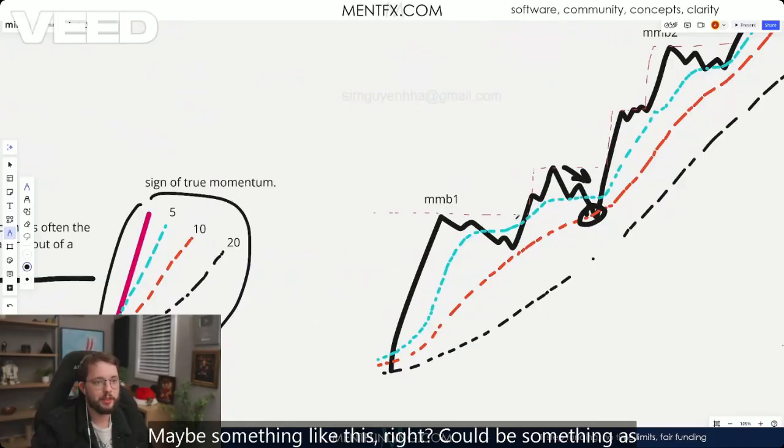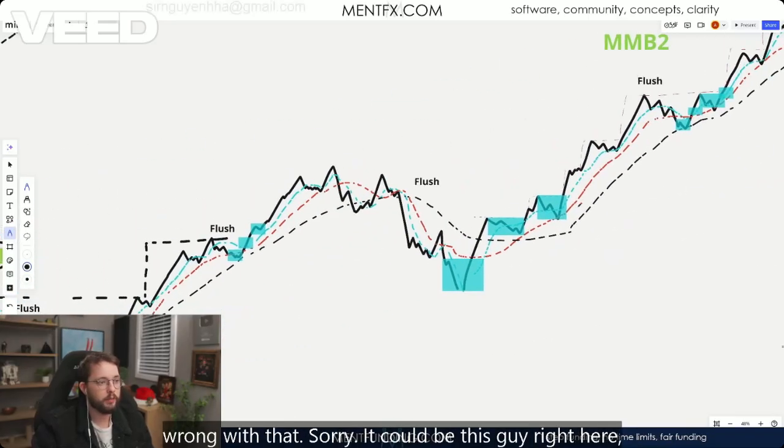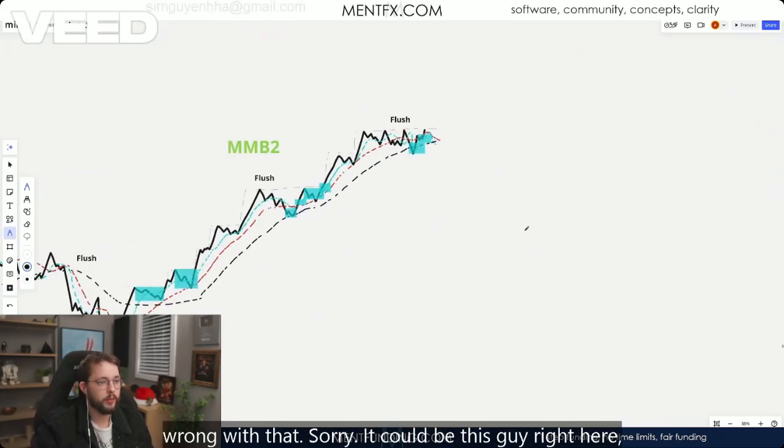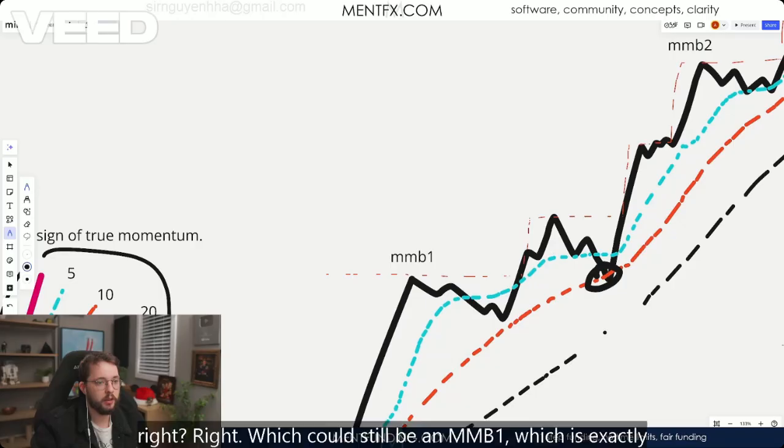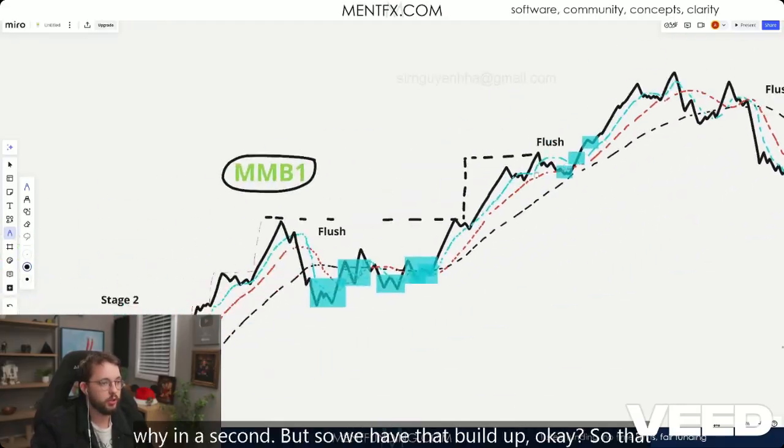Maybe something like this, right? Could be something as simple as that. Just a simple little flush, right? Nothing wrong with that. Sorry. It could be this guy right here, right? Which could still be an MMB1, which is exactly what I was going for with this drawing, and I'll show you why in a second.